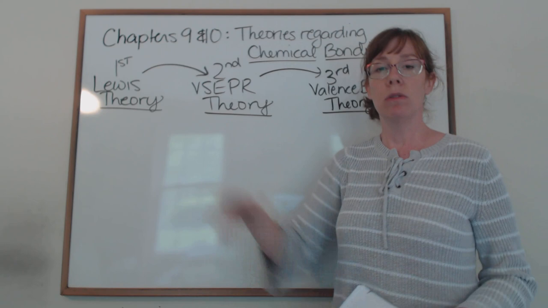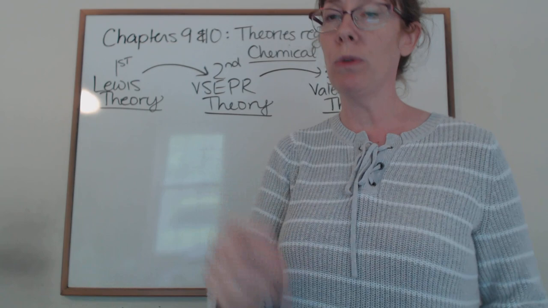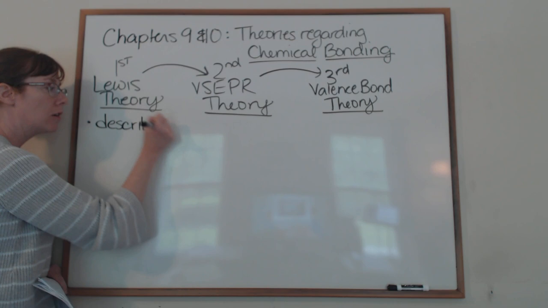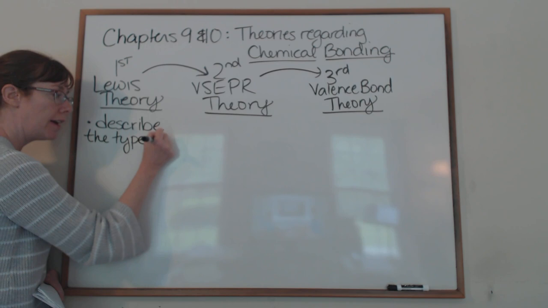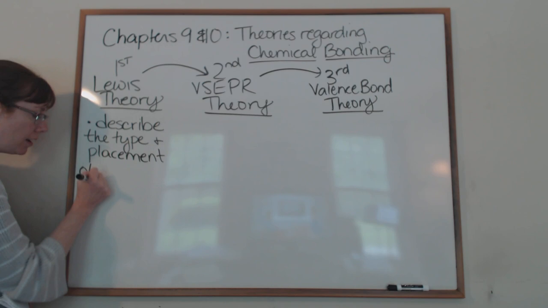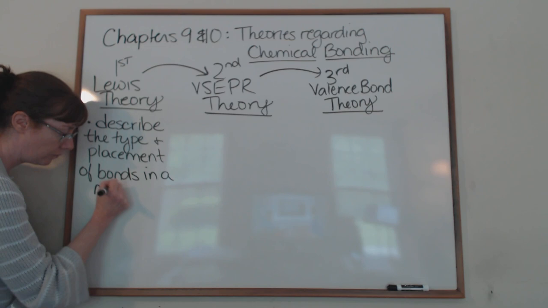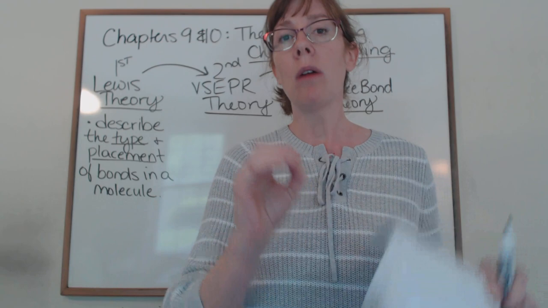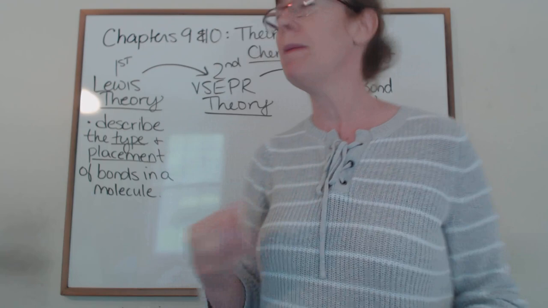All right, so first thing is that we have these three different theories that scientists use to understand molecules. Let's talk about what kind of things they tell us. Lewis theory will describe the type and placement of bonds in a molecule. So Lewis theory is going to help us understand: are we having ionic bonds or covalent bonds? But even within covalent, are we having single, double, or triple bonds? And what type of atoms are they between? That's what we mean by placement. Which atoms are the bonds between?